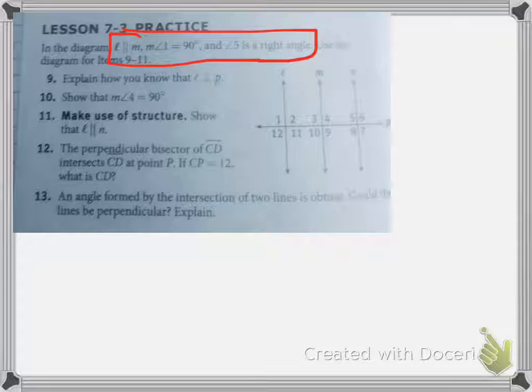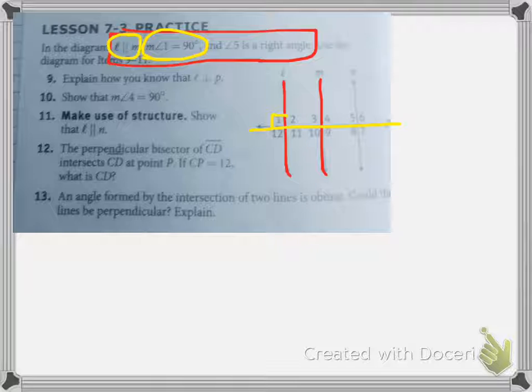Alright? I try to highlight the top, but L and M are parallel, right? That's the first thing they're telling us right here. This is telling us that L and M are parallel, right? That tells us a lot. That gives us a lot of information, right? And then the next thing tells us that angle 1 is 90 degrees, which is this one right here.